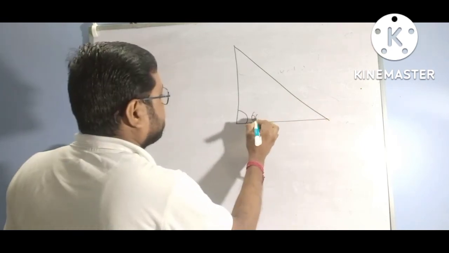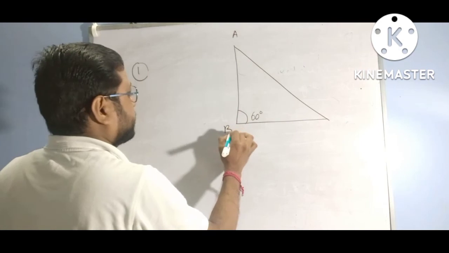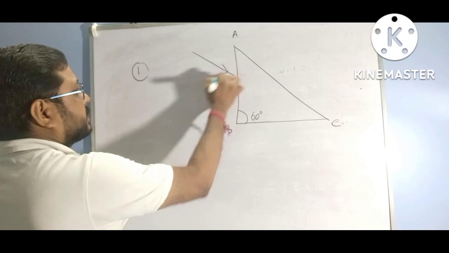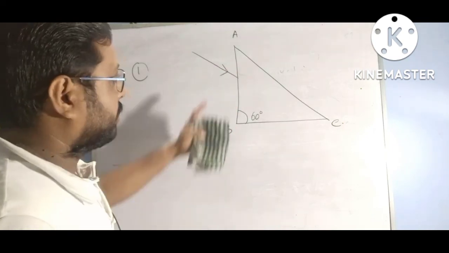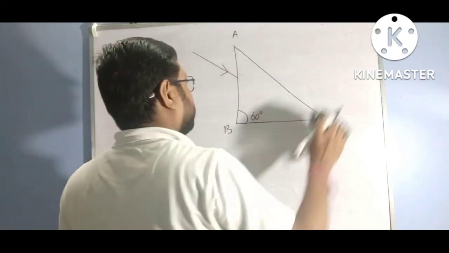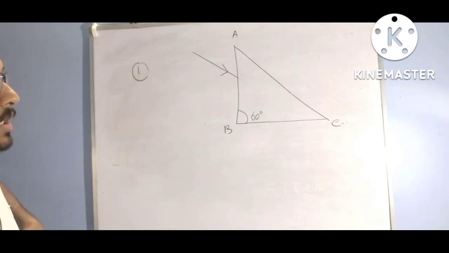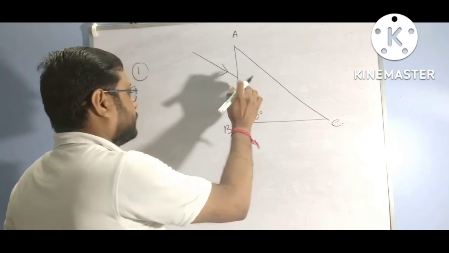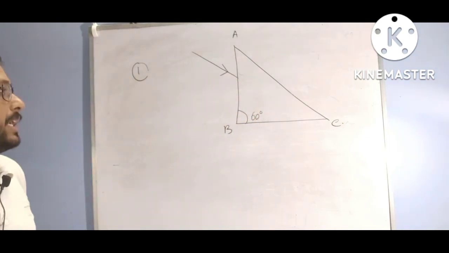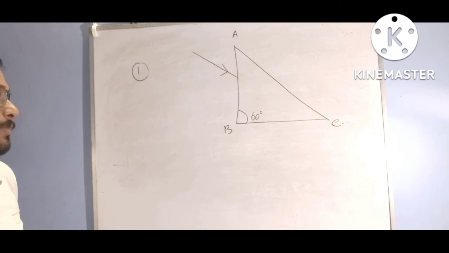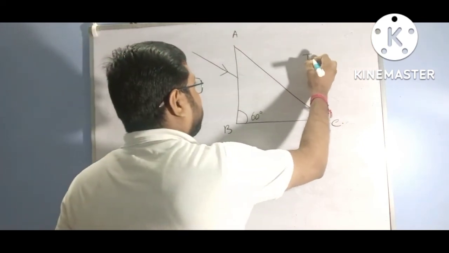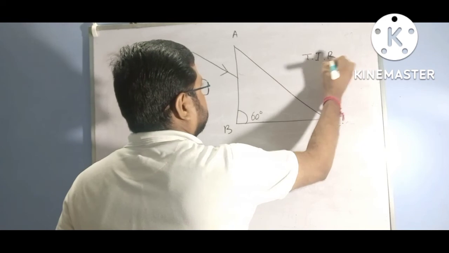This angle is 60 degree. This is a prism ABC. Now a ray is incident normally on this surface. In the question, we have to find out the path of the ray of emergence, and whether any total internal reflection occurs or not.